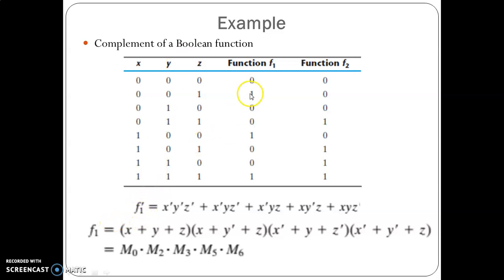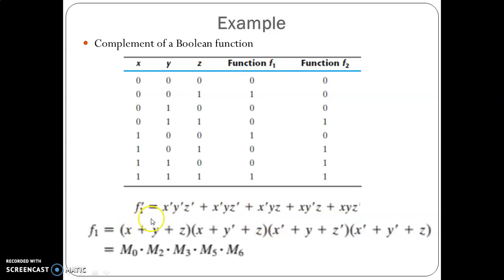So f1 bar can be represented as, so I have a 0 here, so I write the minterm equivalent to this number. So it is x bar, y bar, z bar. I have a 0 here, I write the minterm equivalent to this one. So wherever I have zeros, I write the minterm of those numbers and then I OR those product terms. I sum up all those product terms. That will be the complement of the Boolean function.